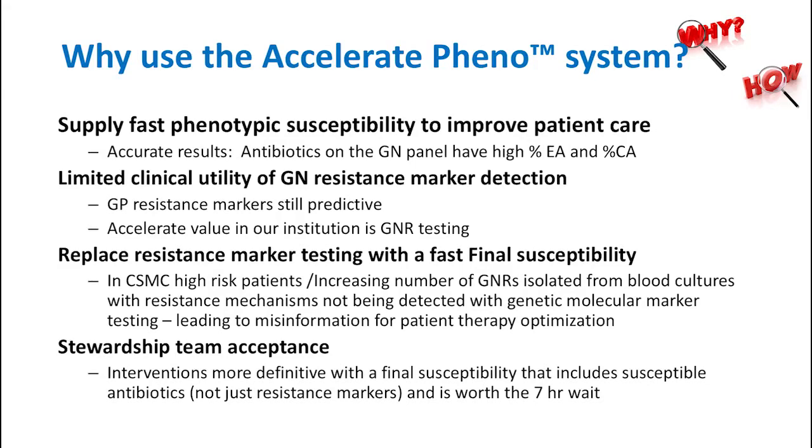And in our high-risk patients where we're starting to see more unusual organisms, we really think this will be very, very useful. And our stewardship team was in great acceptance, and they're very happy that we're moving in this direction. And they said that their interventions will be more definitive with a final susceptibility that includes susceptible antibiotics and not just resistant markers. And it's worth that 7-hour wait to get that information.